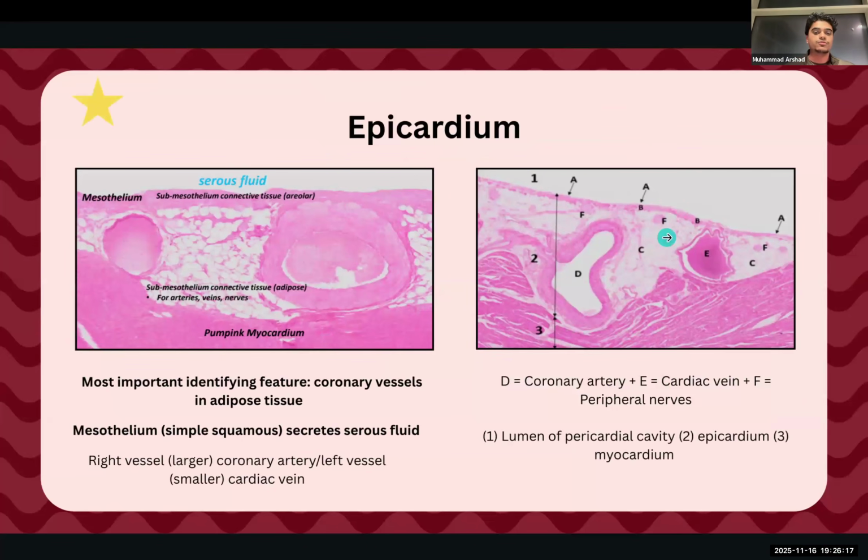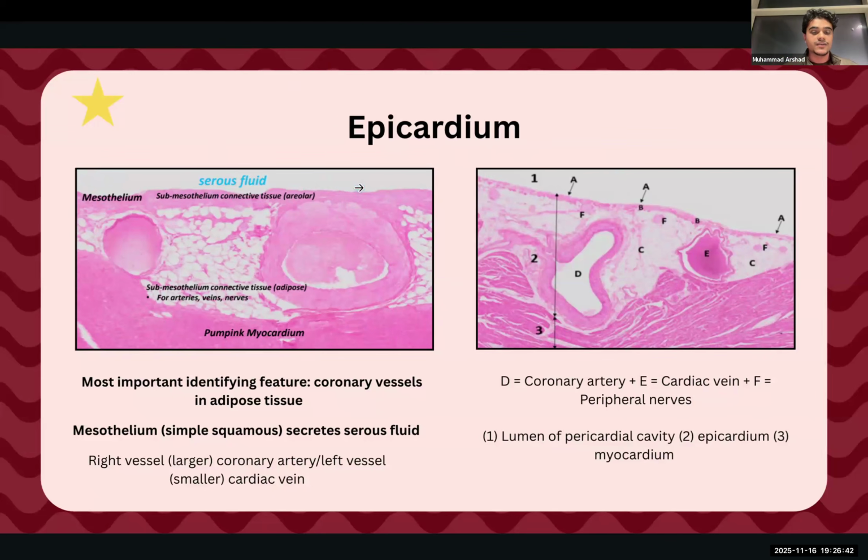Okay, so we're done with the dry and wet labs, and now we can just get straight into the histolab. So we previously spoke about the different layers of the heart, but this is what the actual histological slides of them look like. First off, we have the epicardium, which again is just the visceral layer of the serous pericardium. And you can see that here it's facing the serous fluid. This is the pericardial cavity.